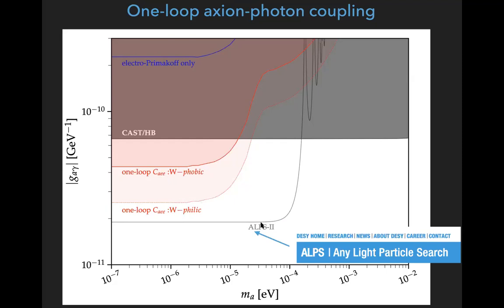So I think that this result has pretty important implications for the ALPS 2 experiment. It doesn't mean that they can't see anything. But if they do see something, we can immediately say a lot about the ultraviolet completion of that model.